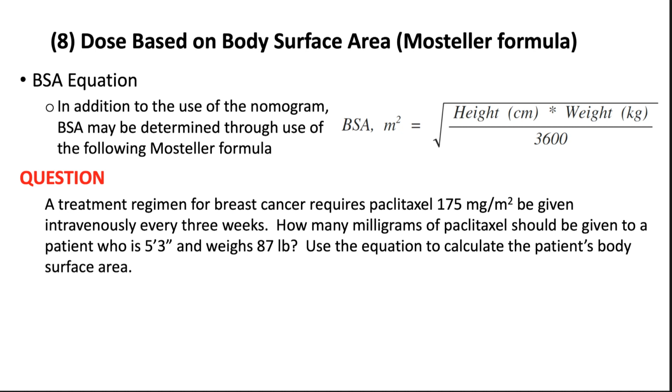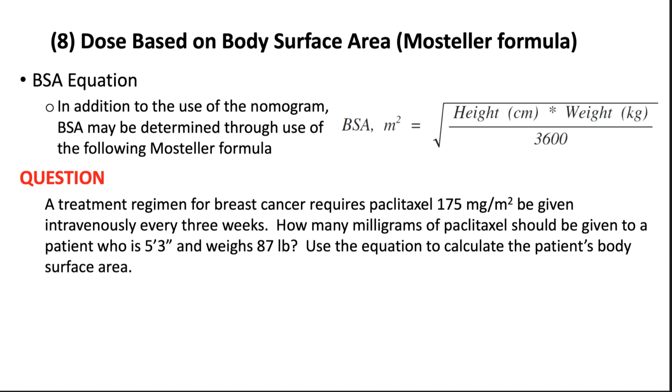So it says, question: a treatment regimen for breast cancer requires paclitaxel 175 milligrams per meter squared to be given intravenously every 3 weeks. How many milligrams of paclitaxel should be given to a patient who stands 5 feet 3 inches in height and weighs 87 pounds?